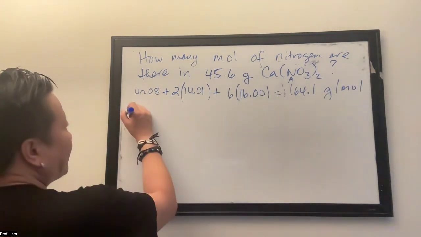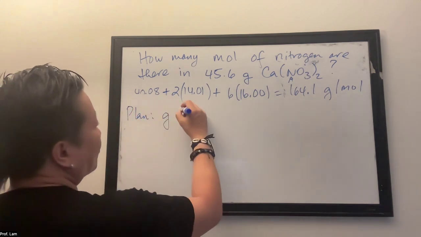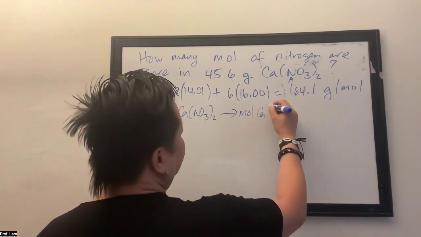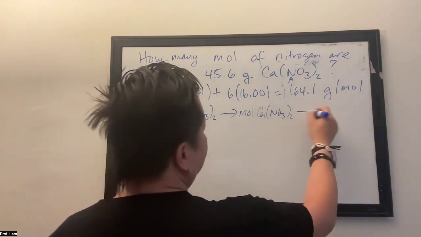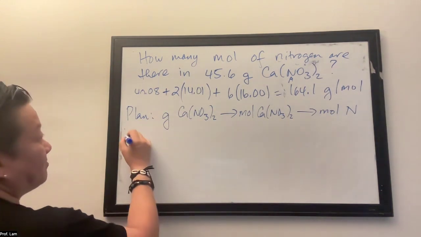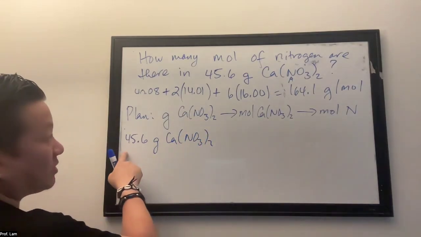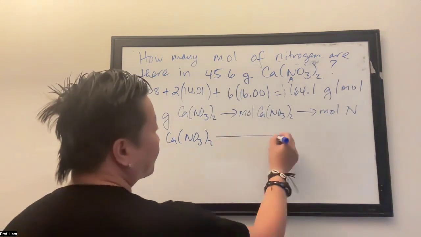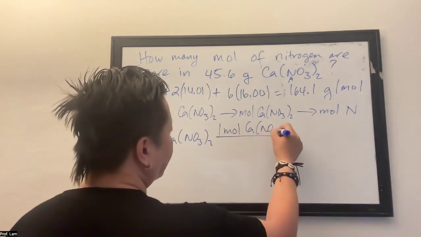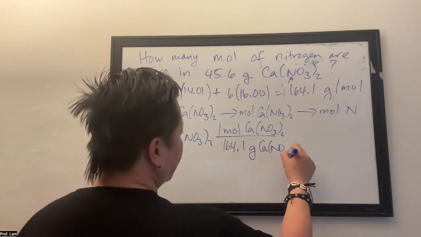So again, I would start with my plan, which was grams of calcium nitrate is what I start with. And I gotta go to moles of calcium nitrate, and then I go to moles of nitrogen this time. So basically the first step is exactly the same as the last problem. Start with what's given, 45.6 grams of calcium nitrate. I want to get to moles, so mole should go on top. So 1 mole of calcium nitrate over 164.1 grams of calcium nitrate.